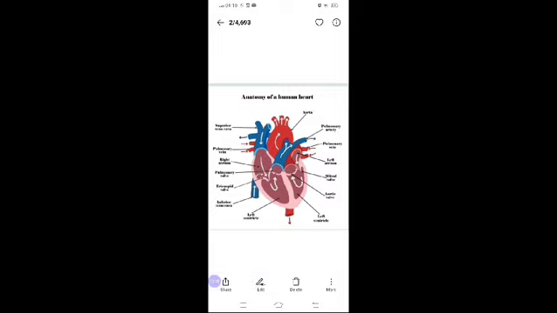Valves are present between the right atrium and the right ventricle, and between the left atrium and the left ventricle, that control the flow of blood so it does not move in the opposite direction. For example, when the blood is moving from the right atrium to the right ventricle, the tricuspid valve will control the flow of blood so it does not go back into the right atrium again.